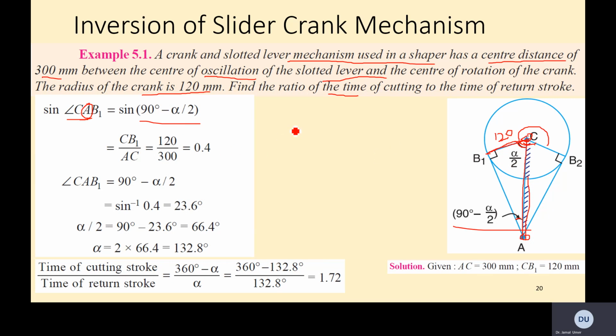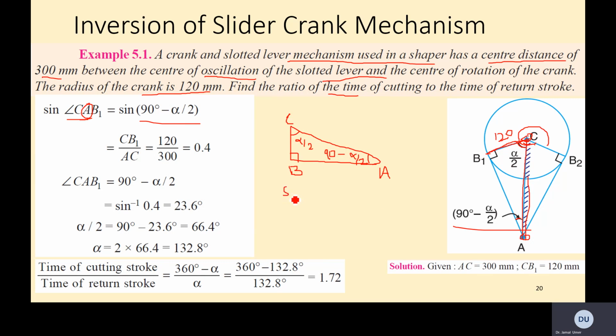if you solve this triangle, if I write it this way to make it easier to follow: this is 90 degree, which is of course at B1, this is A, this angle is 90 minus alpha by 2, this is alpha by 2, and this is C. So now you can easily solve it.